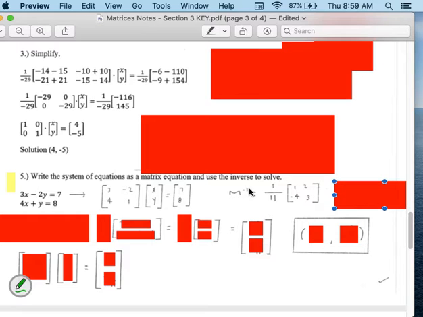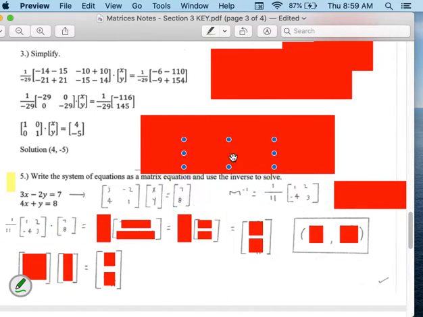And we need to take this times what? We need to take it times the 7, 8. And here is what that would look like on your paper. 1/11 times 1, 2, negative 4, 3 times the 7, 8. Can I answer any questions right now before we start multiplying?